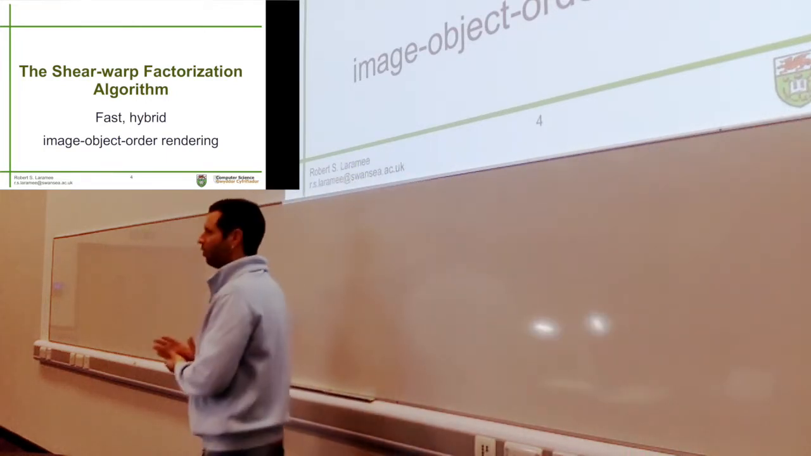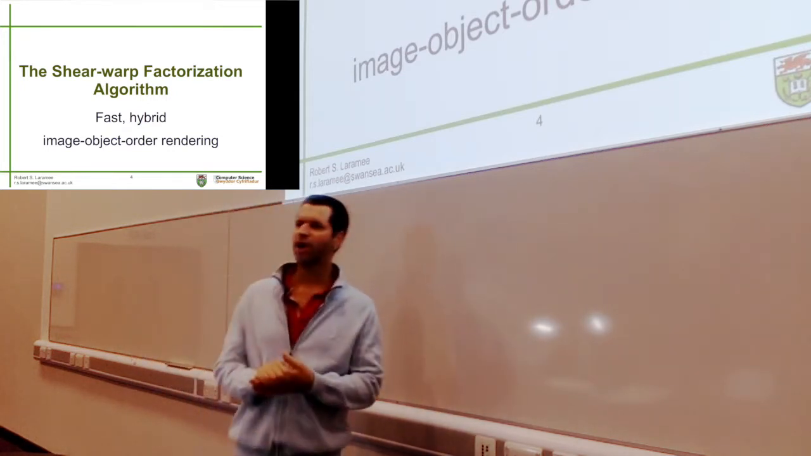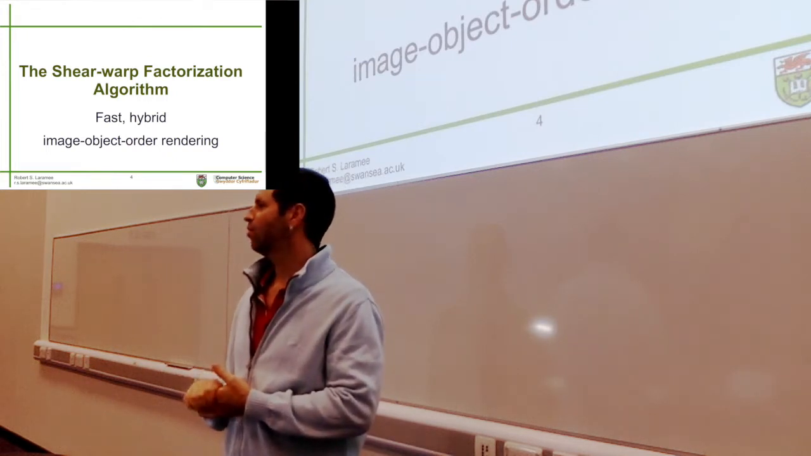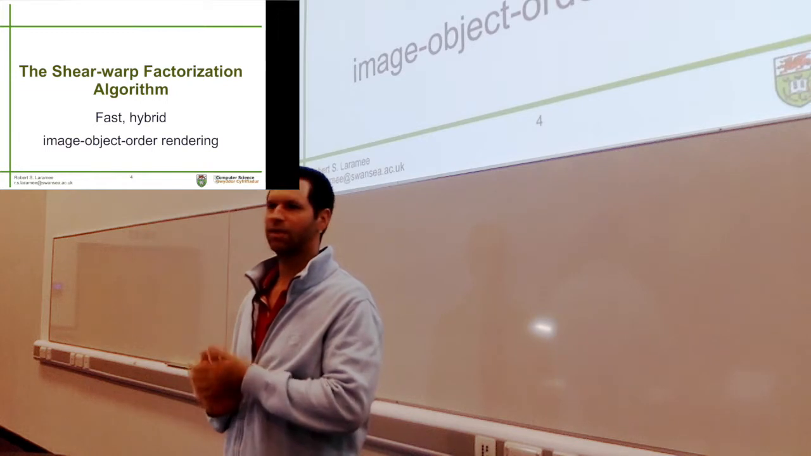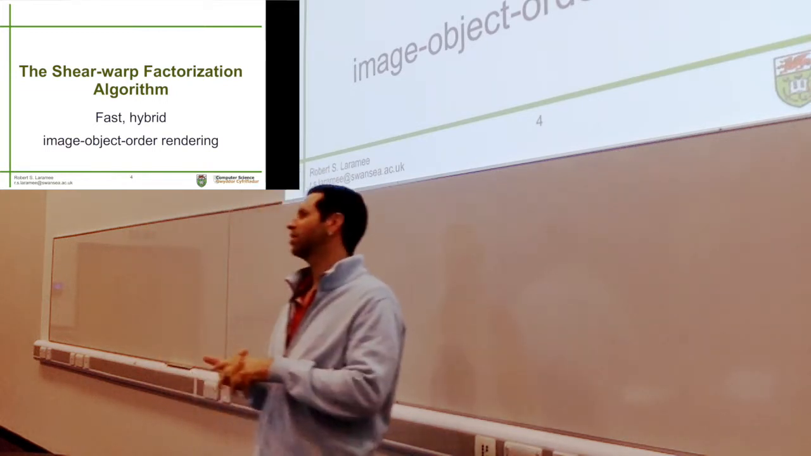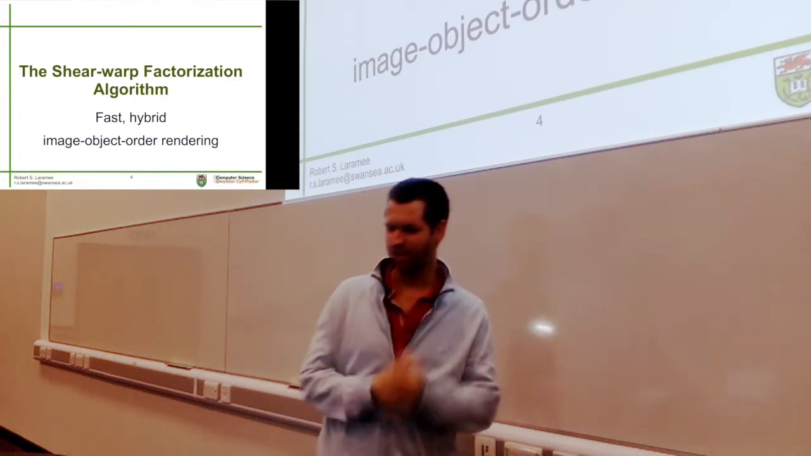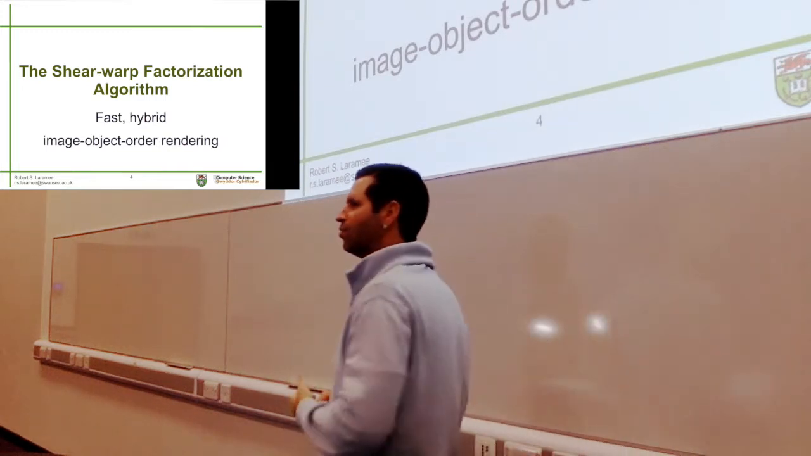Does anybody know what the word hybrid means? Probably there's somebody in this room that knows what that word means. Is it like a combination? A combination of two things, that's right. Name? Ferris. Ferris, exactly. Thank you, Ferris. So this is a combination of image order and object order rendering.